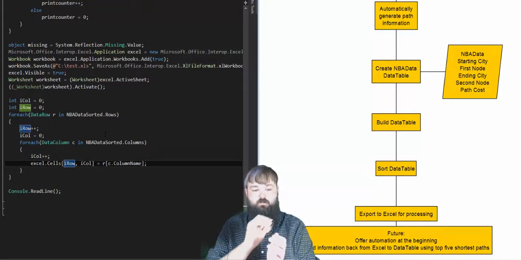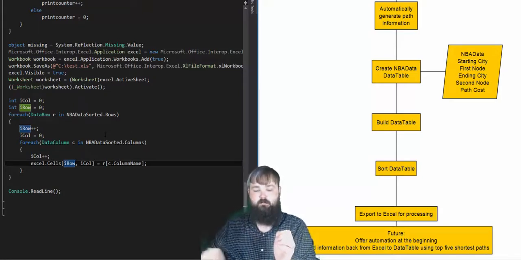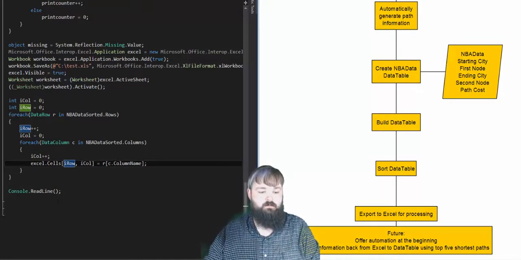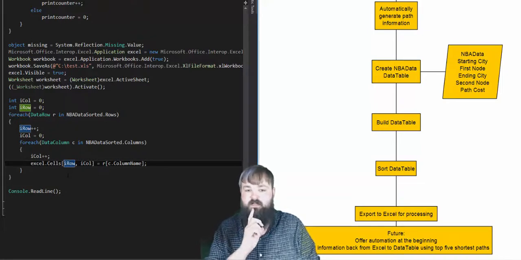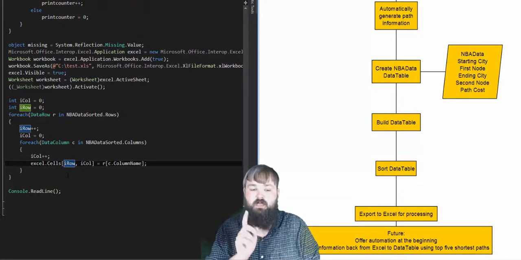So what's going to happen is it's going to read a row, column, column, column, column, next row, column, column, column, column, next row, column, column, column, and so on and so forth. And then, of course, this read line just makes it to where we can read everything that we've done so far. So there's one important thing that I forgot to mention.